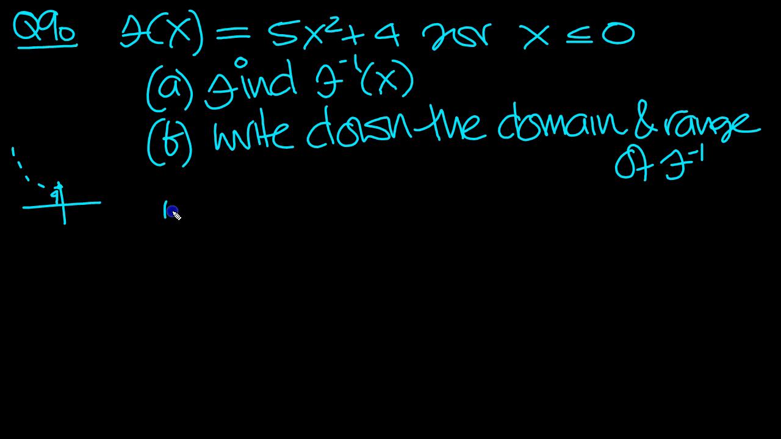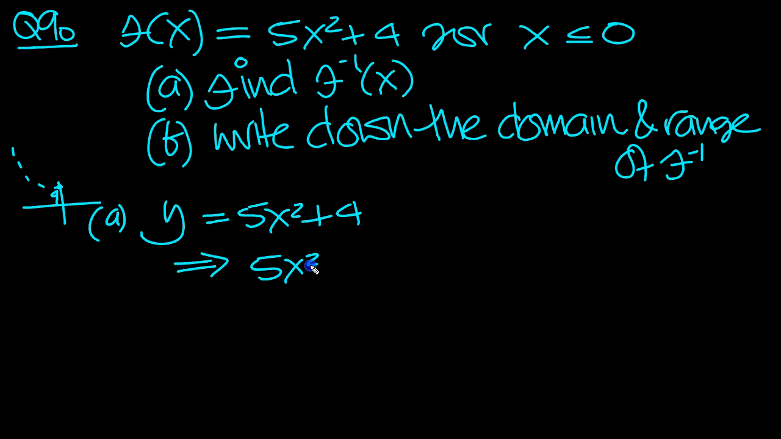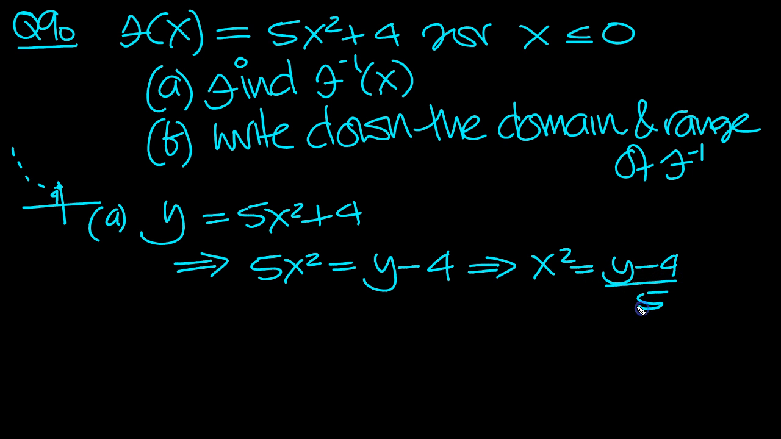So we need to find the inverse. So part A then, let's have a look at that. y equals 5x squared plus 4. Let's rearrange and get x equals. So that tells us then that 5x squared is equal to, move the 4 over, y minus 4, read from right to left, and then that tells us that x squared is equal to y minus 4 over 5. Now square root both sides, that tells us that x is equal to plus or minus the square root of y minus 4 over 5.